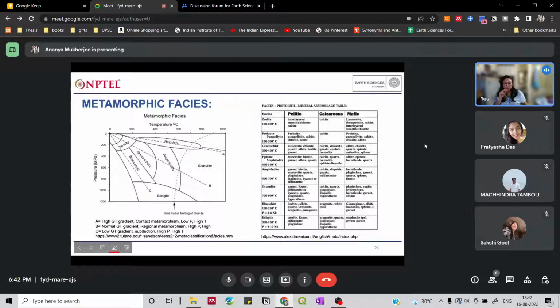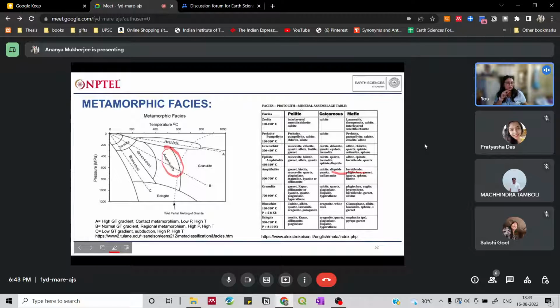Suppose we consider amphibolite. A few of the signature minerals found in amphibolite facies rocks are diopside and hornblende. These are amphiboles, so these are found in amphibolite facies rocks. According to the temperature given here, you can understand which grade of metamorphism this would be.